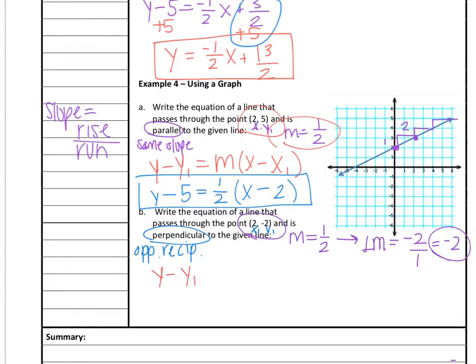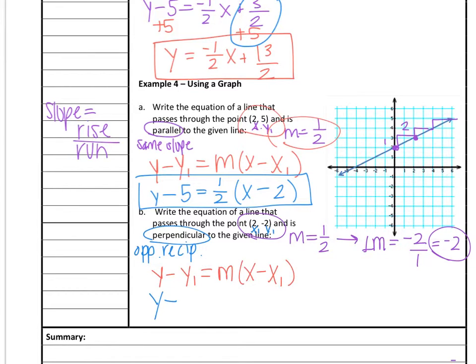Y minus y1 equals m times x minus x1. Remember that formula is something that you need to memorize. So you hear me saying it over and over and over. Well, you guys got to get in the habit of saying it over and over and over. Maybe talk to your parents about it tonight at dinner. Saying, hey guys, I learned about this formula. It's really cool. It's called point slope. You get to plug in a point, you get to plug in a slope.